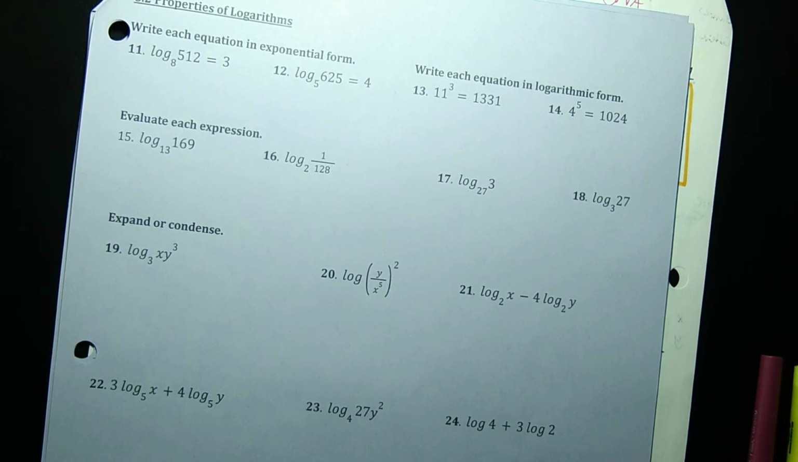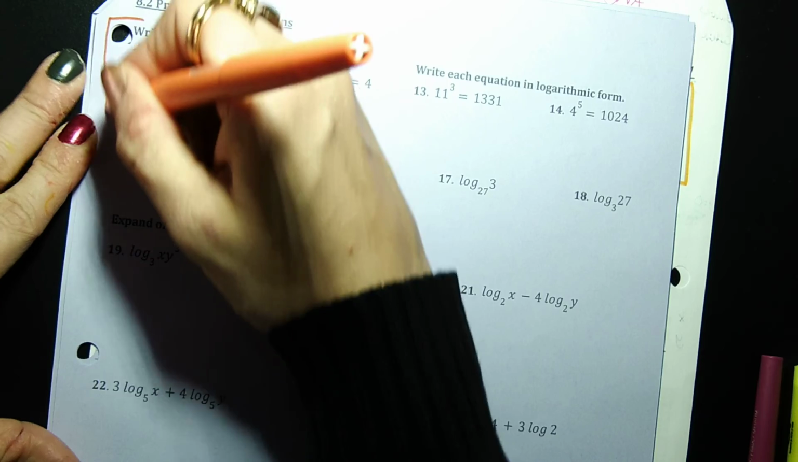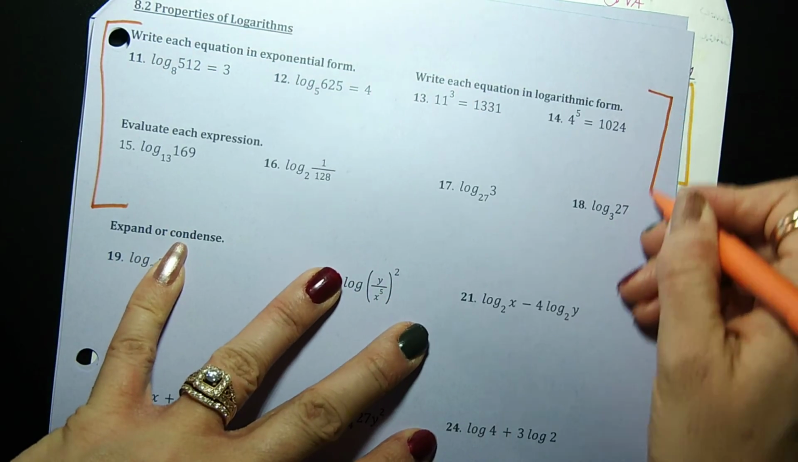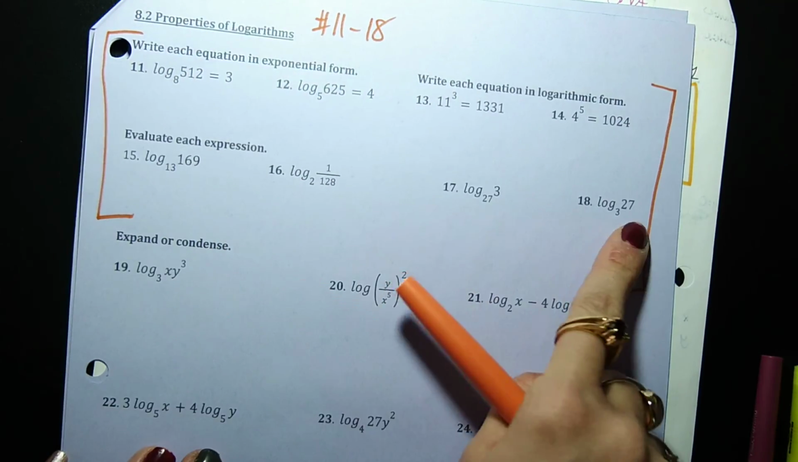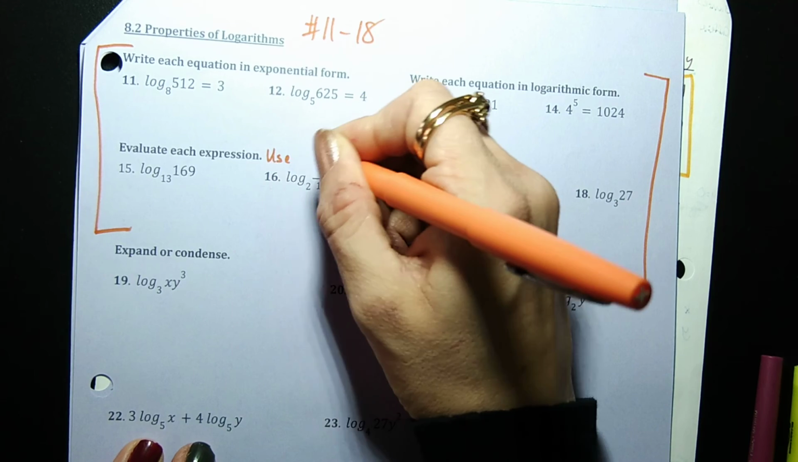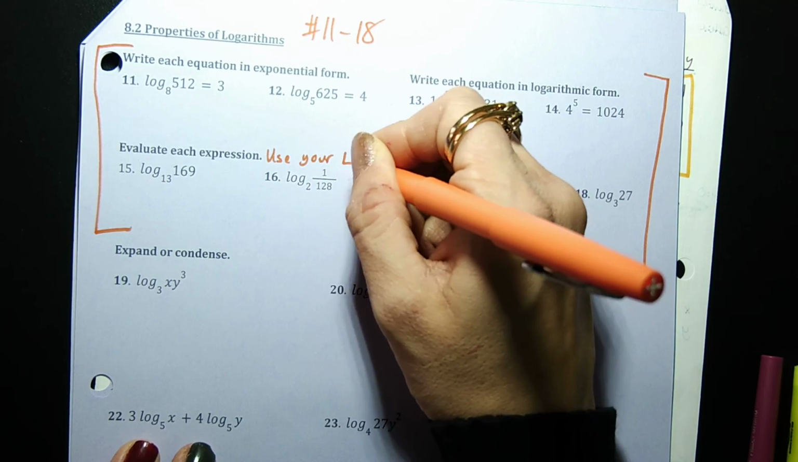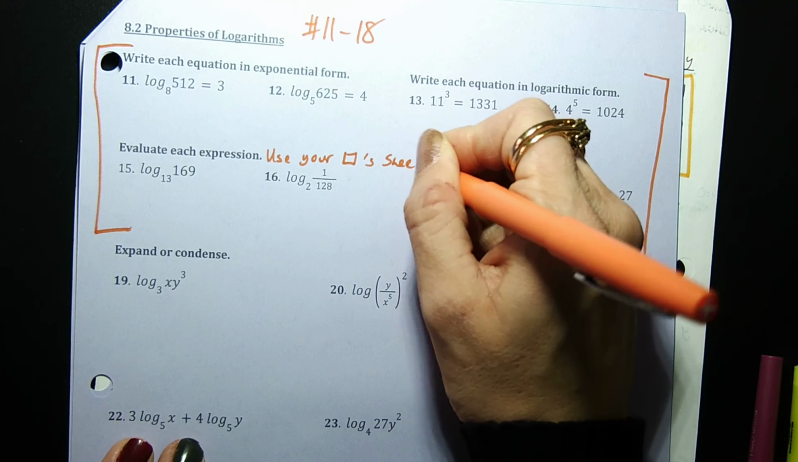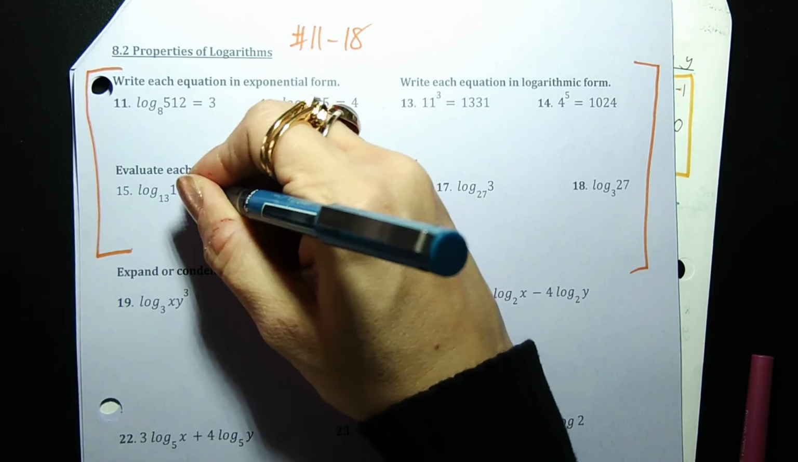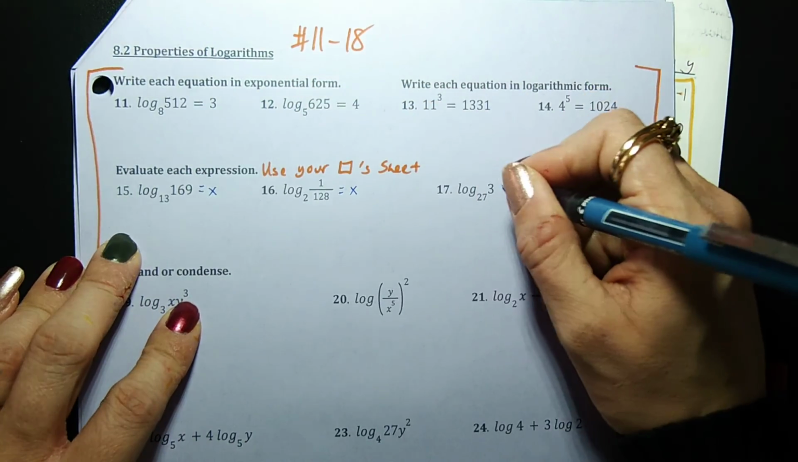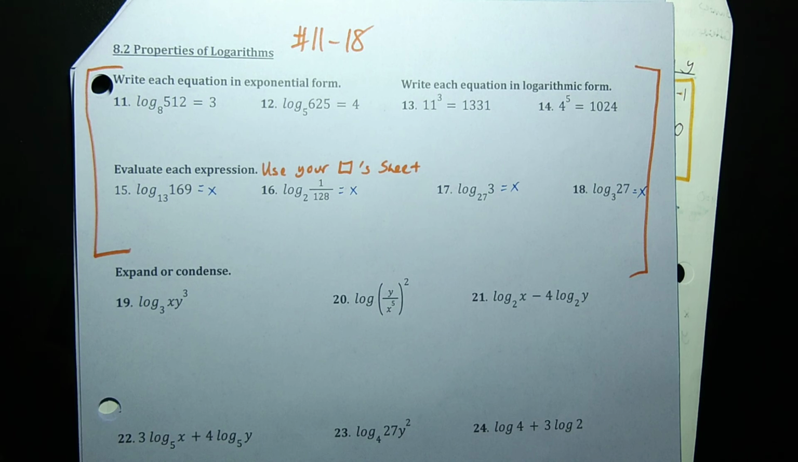On page 3, however, you can actually do 11 through 18. For 15 through 18, you will want to use your square sheet to figure out how to evaluate those logs. And I would just go ahead and put an equals X on all of these so that you know that's what you're looking for in exponential form. So that's what you can be working on before we leave for lunch. And after lunch, we'll be working on those more complicated log graphing problems.